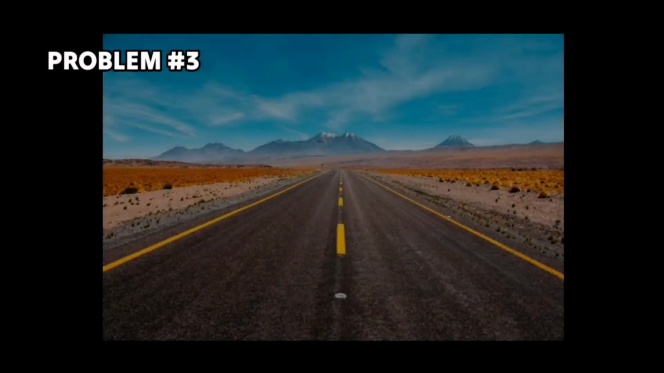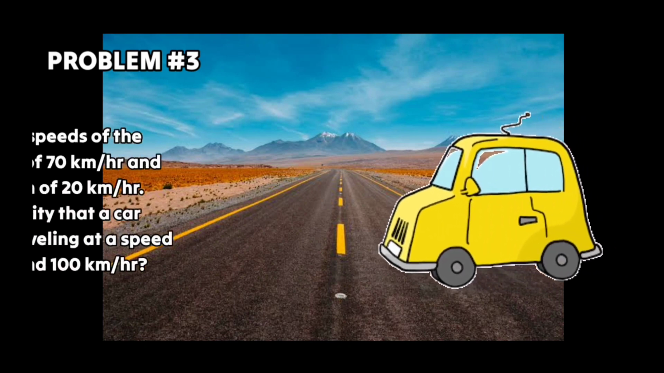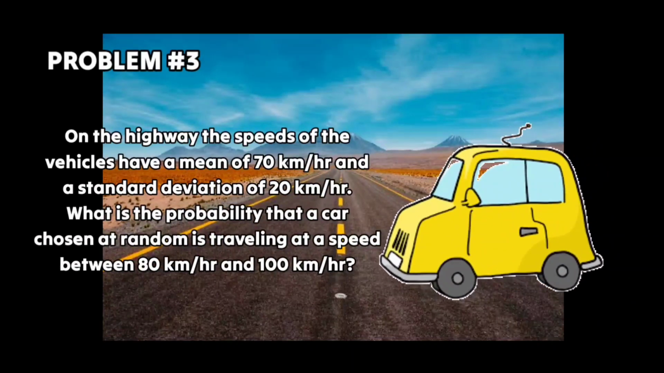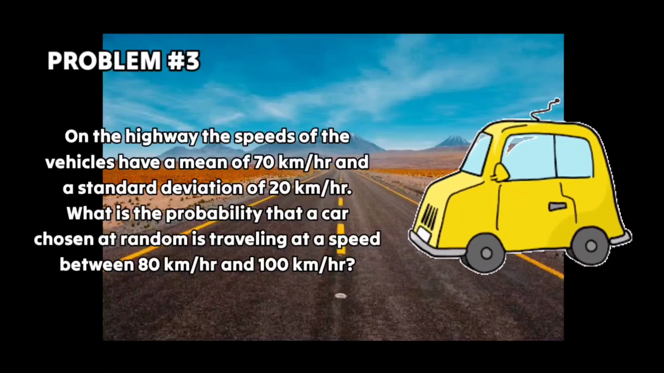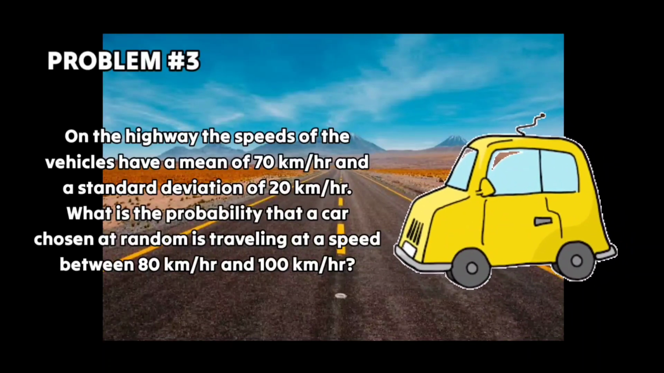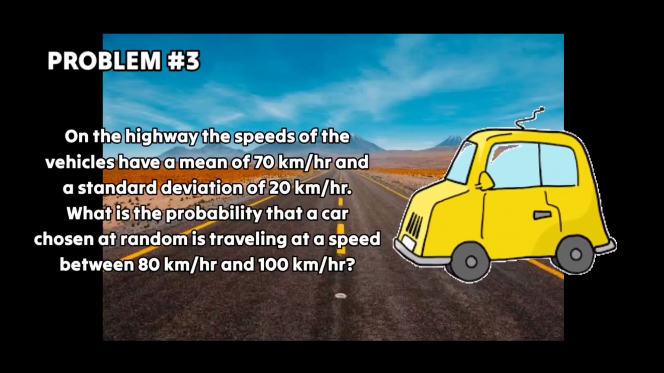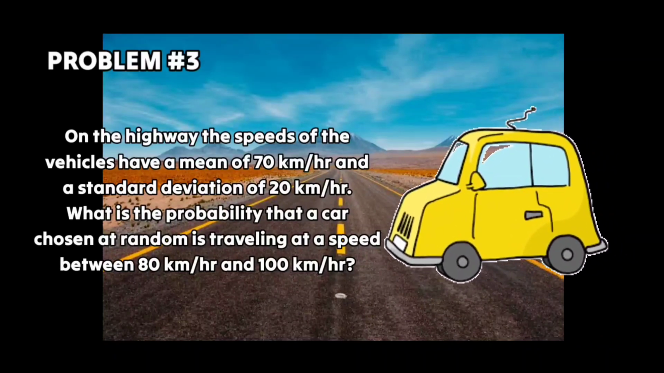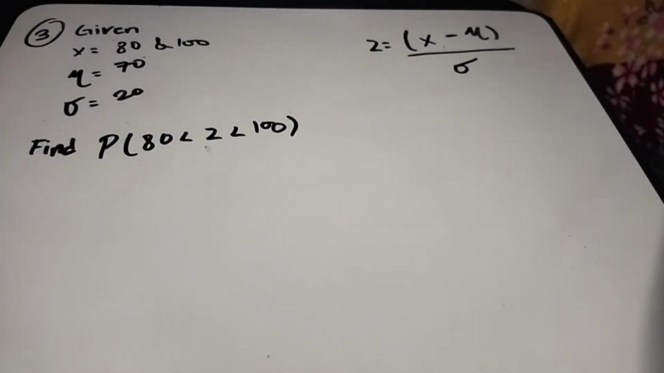So for our third problem, on the highway, the speeds of the vehicles have a mean of 70 km per hour and a standard deviation of 20 km per hour. What is the probability that the car chosen at random is traveling at a speed between 80 km per hour and 100 km per hour? So our given, we have two values, that is 80 and 100. Well, for the mean, we have 70, and for the standard deviation, we have 20. So we were tasked to find the probability that x is in between 80 and 100.